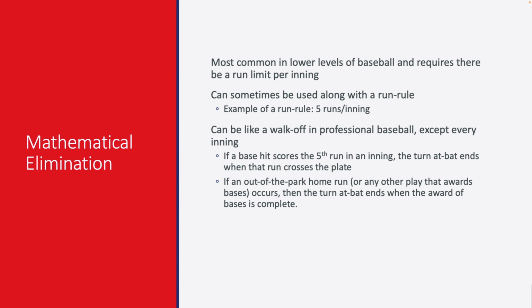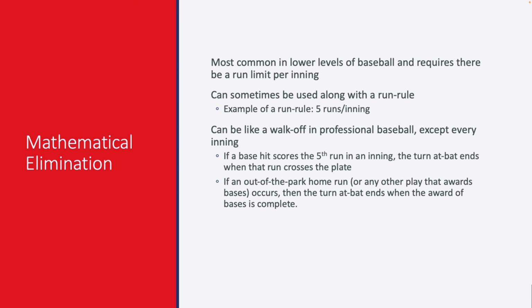Finally, let's talk about mathematical elimination. This is most common in lower levels of baseball and requires there be a run limit per inning. An example of a run rule would be a team not being allowed to score more than 5 runs in an inning. Note that this is like a walk-off in professional baseball, except now it's every inning.